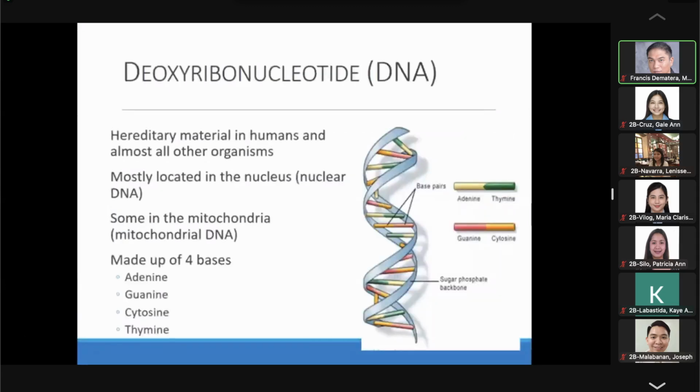Reviewing DNA, it is the hereditary material in humans and almost all other organisms. It is mostly located in the nucleus, but some is in the mitochondria, and it's made up of four bases: adenine, guanine, cytosine, and thymine. Adenine pairs with thymine and guanine pairs with cytosine. In RNA, we have uracil instead of thymine pairing with adenine.